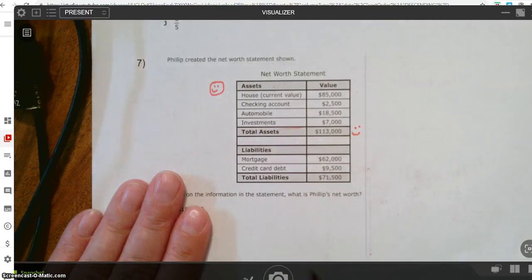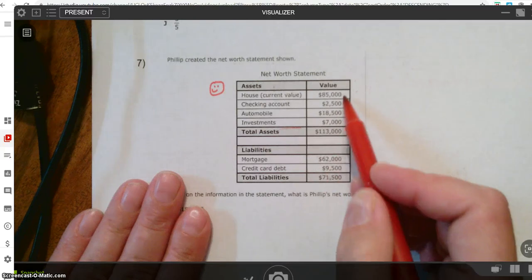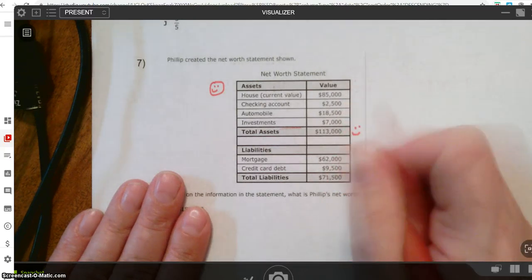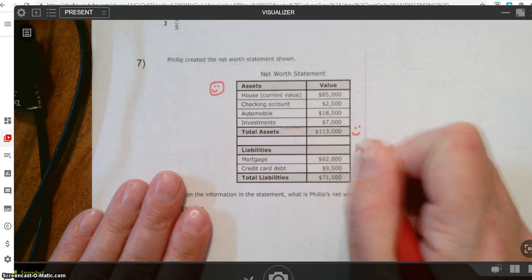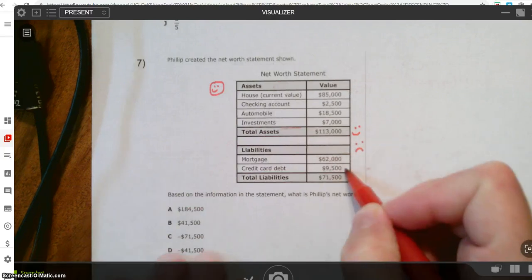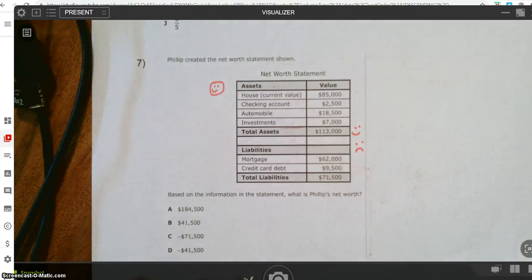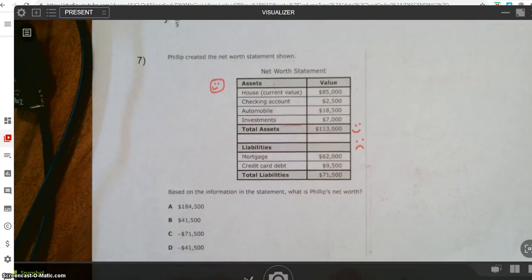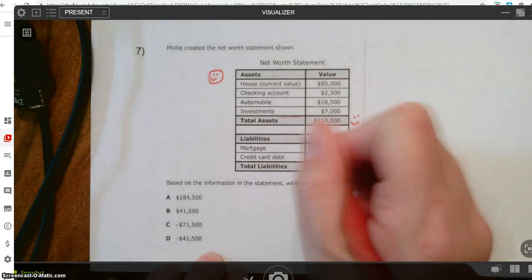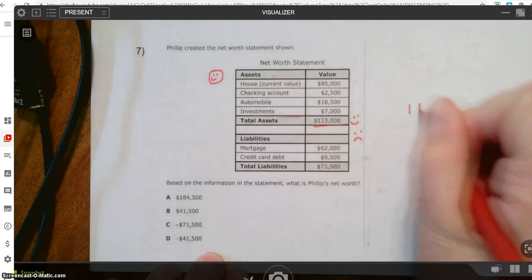Okay, these are good. But he also has liabilities. So even though his house is valued at this amount, he still owes this much. Okay, so our liabilities, those are things that we take away. So he also has credit card debt of $9,500. So here's what I want you to notice first. The liabilities are $113,000.